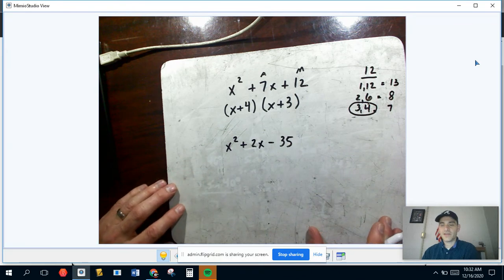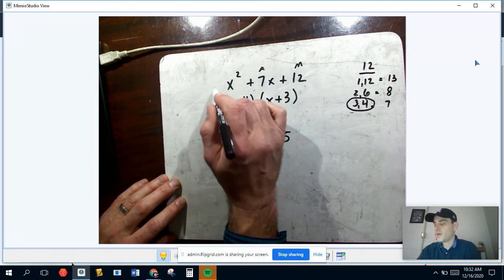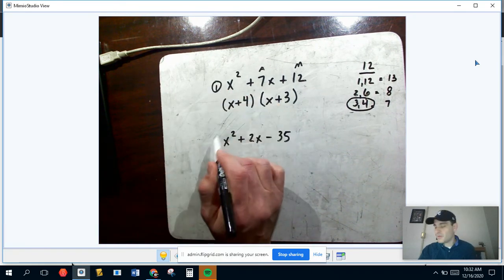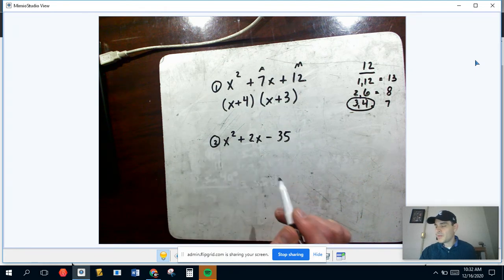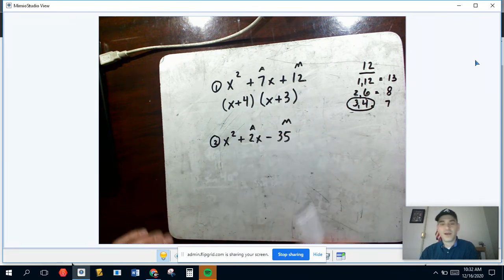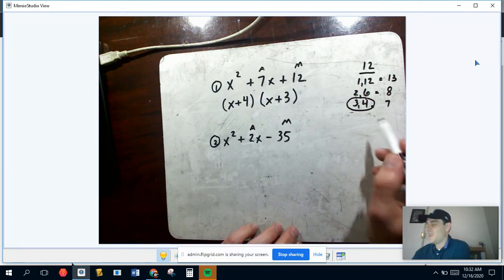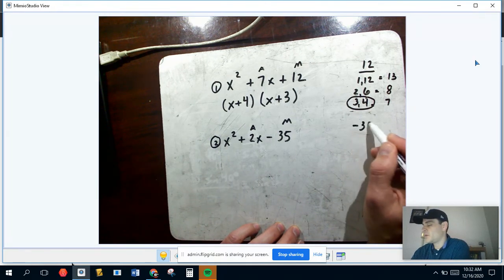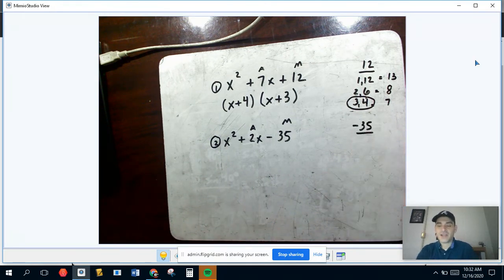Okay, looking at a second example, let's put a minus in there. So we get something like this. We'll call this problem number 1. This is problem number 2. Again, I'm looking for two numbers which multiply to negative 35, but at the same time add to positive 2. Now, when you multiply to negative, the only way that it's going to happen is if your two factors have opposite signs, one being positive, one being negative.